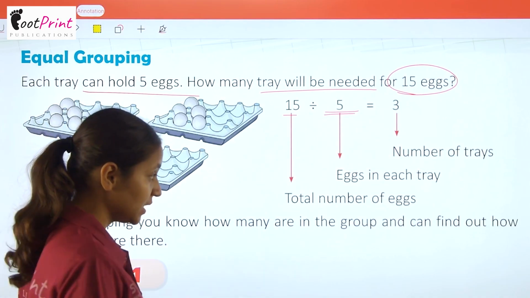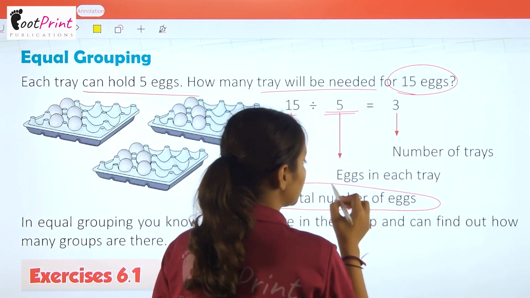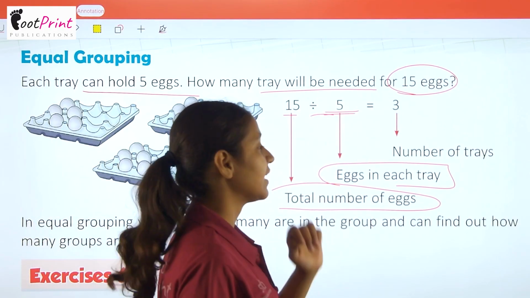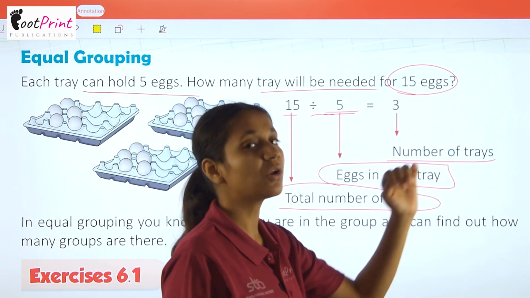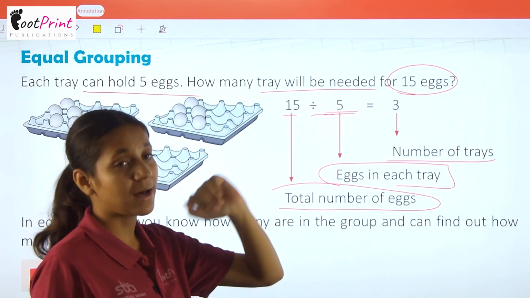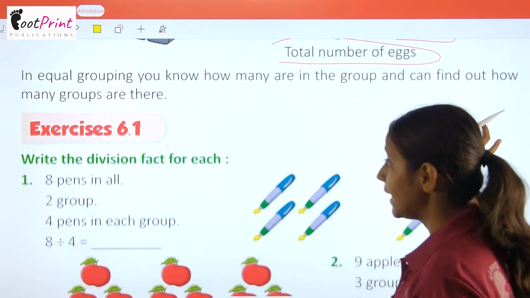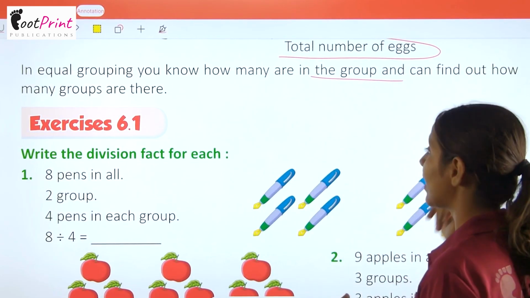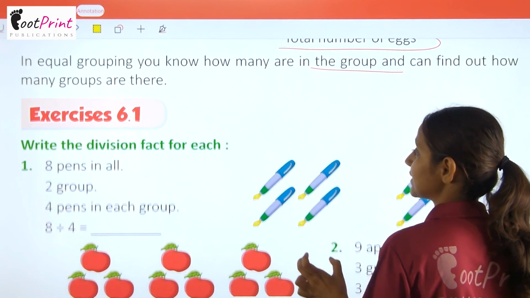That means the total number of eggs is 15, and we have to distribute eggs in each tray, and we have 5 eggs in each. Then we have the number of trays. So as the answer we are getting the number of trays. That means our 15 eggs will go into 3 trays. In equal grouping, you know how many are in the group and can find out how many groups there are. Now we have exercise 6.1.